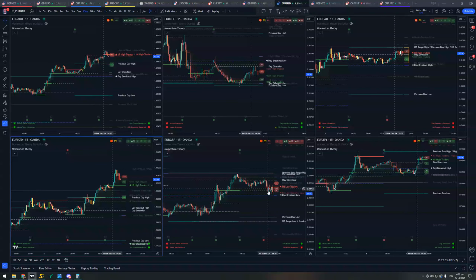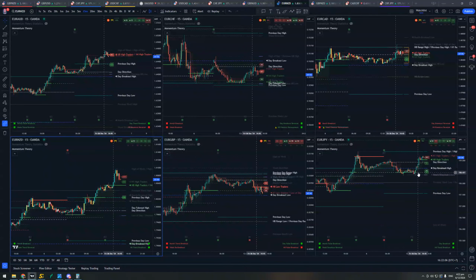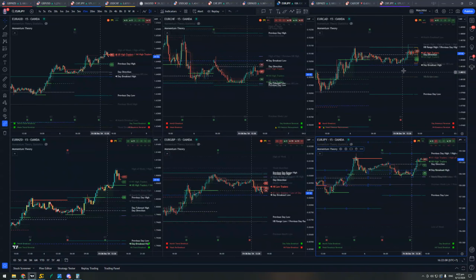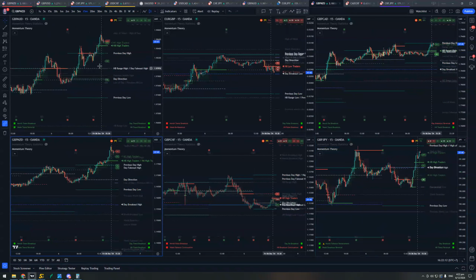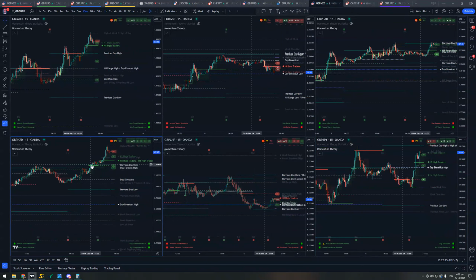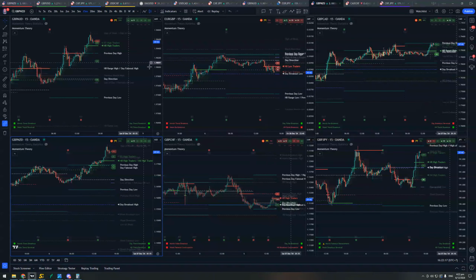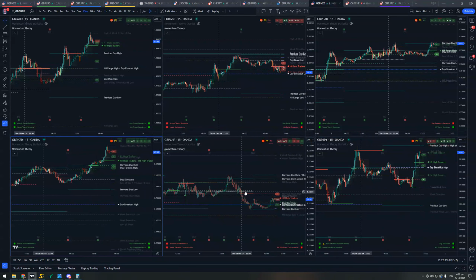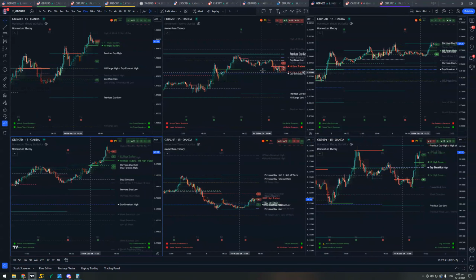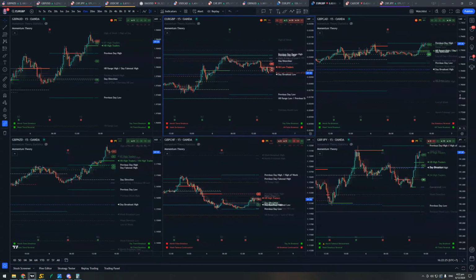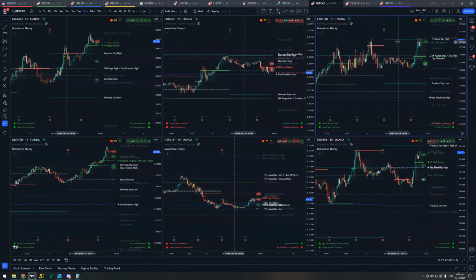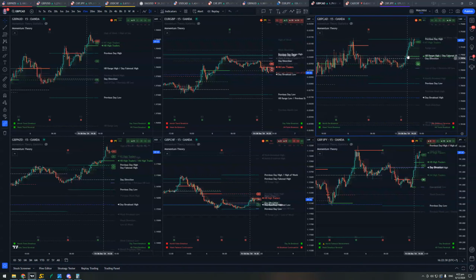Euro GBP, nothing for me here. EJ, already spoke about that. Euro CAD, nothing either. GBP pairs, breakout. So nothing on these two. GBP CAD, I prefer breakouts at the previous day high, but this is also a nice move.